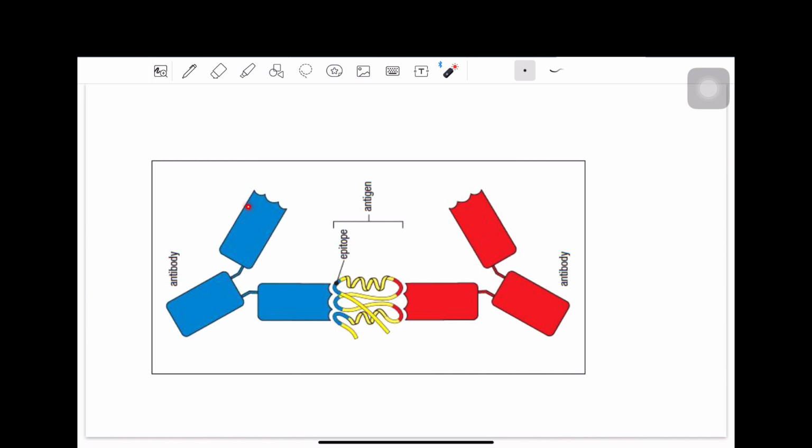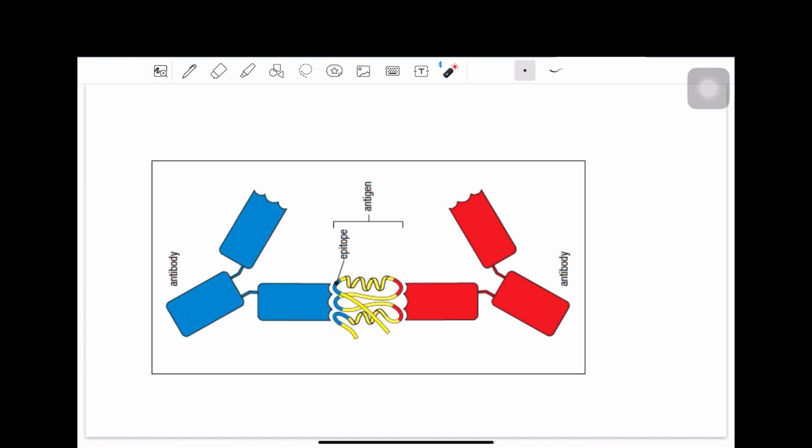So this particular blue antibody, we can see that it binds to this particular epitope on the antigen. Okay, so this molecule of antibody is specific to this epitope, whereas this red molecule of antibody is specific to this particular epitope on the antigen. So two epitopes of the antigen are shown here, one in blue and another in red. So here, this particular antibody is specific to this epitope, and this antibody is specific to this epitope.